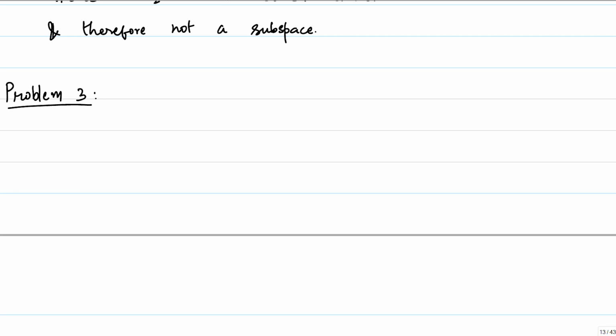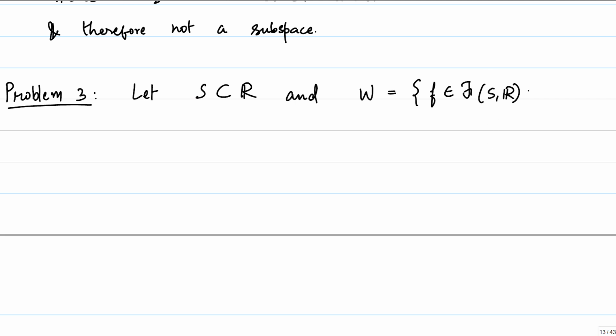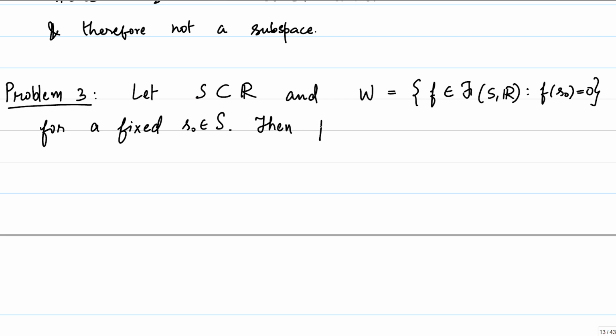Okay, so the next problem is in the vector space of all functions from a set to R. Let S be a subset of the real numbers and W be the set of all f in F(S, R) such that f(x0) is equal to 0 for a fixed x0 in S. What is F(S, R)? Recall, I will come to that. Then prove that W is a subspace of F(S, R).